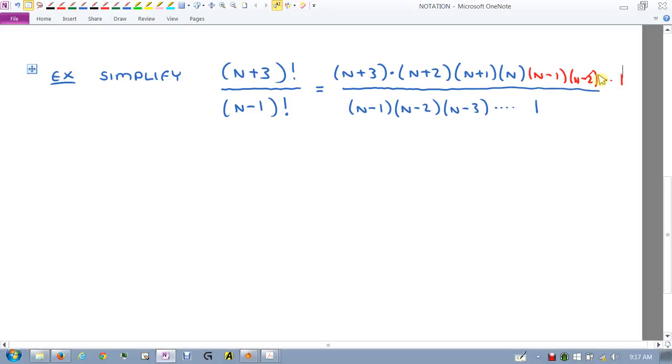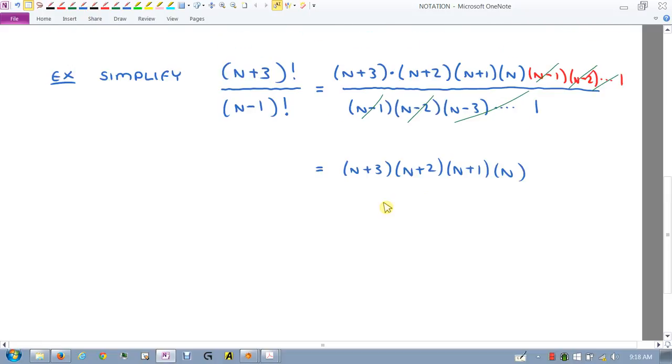Do you see that what's in red up here cancels with what's in blue down here? See? Each factor cancels. So the n minus 1s go, the n minus 2s go, everything else goes, doesn't it? And the only thing that's left are these 4 factors. Understand? So the answer here would be n plus 3 times n plus 2 times n plus 1 times n. And you could multiply that all out. It would be some polynomial, but that's what it is. Any questions? Sure?